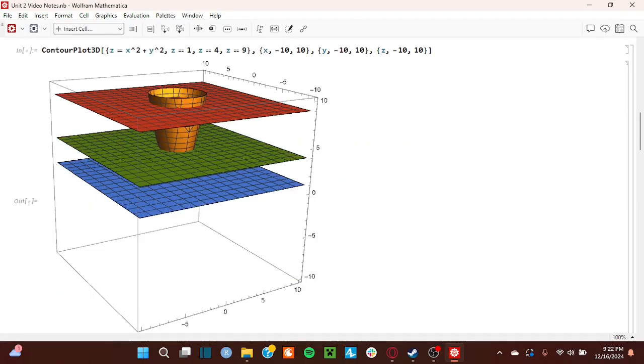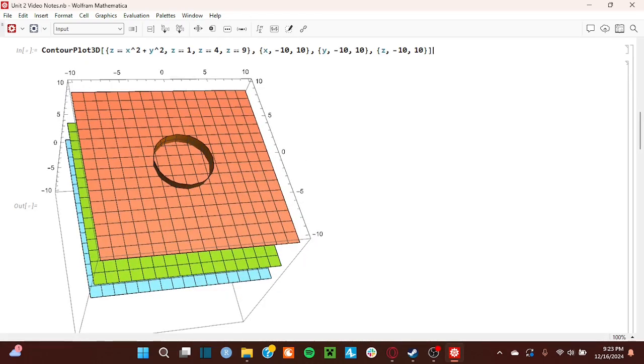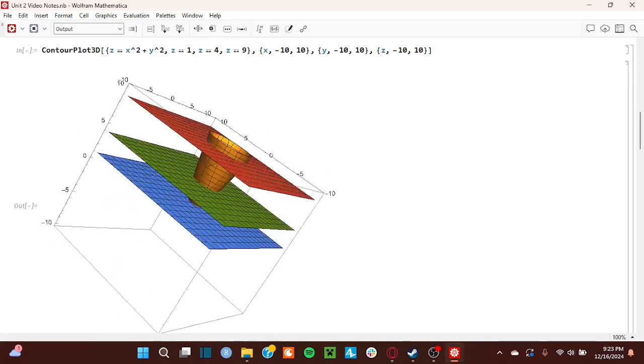All right, as we scroll down here, we can see what it would be like to produce this sort of graph. From our original worksheet, we had z is equal to 1, 4, and 9 right here. And those become these planes we can see. For example, 9 is this red plane, 4 is this green plane, and 1 is this blue plane. And those show us the different layers of circles.